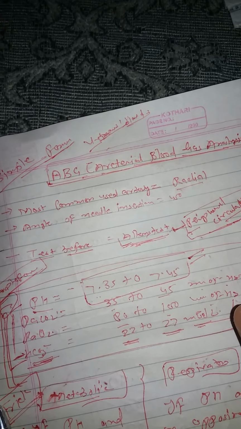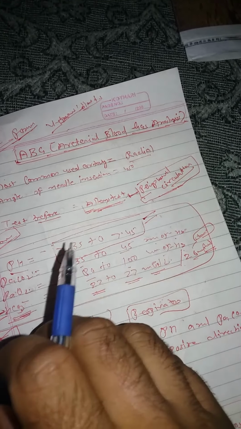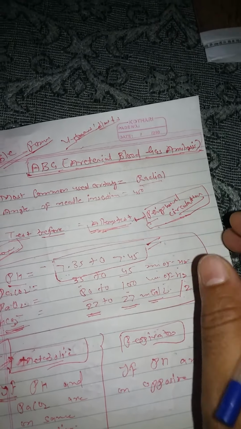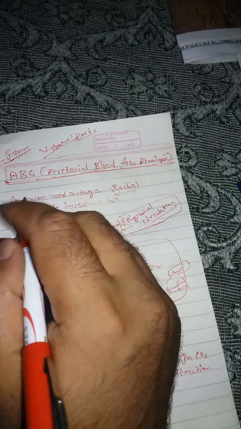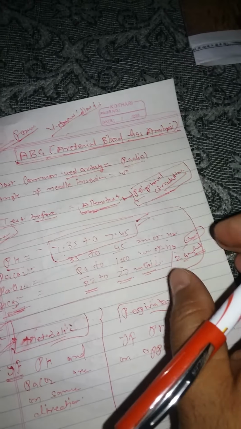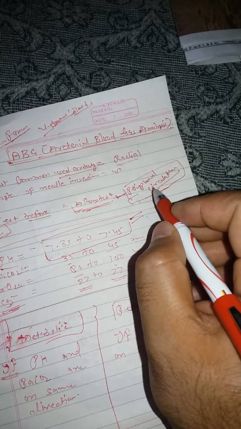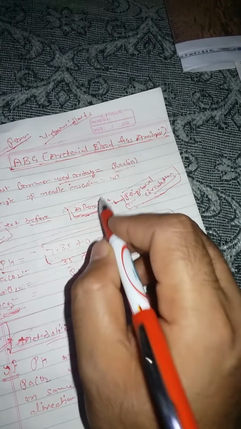Before we go to the trick, we discuss a few common points about ABG analysis. The most common or preferred artery is the radial artery, and a peripheral circulation test is conducted before the ABG analysis, that is Allen's test.